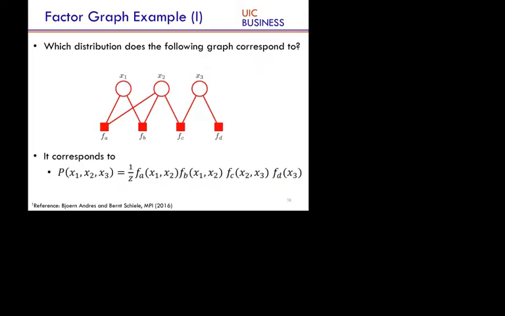So actually, it's a very simple thing. So you have 4 factors. So I'll just write 4 expressions, and whichever variables they're connected to, they are the arguments of those factors. That's all. Nothing much. I'm just trying to read off from a factor graph what the joint distribution is.